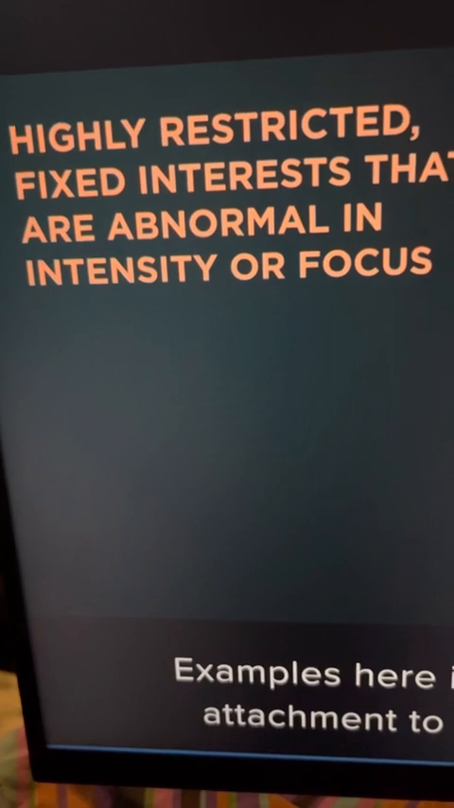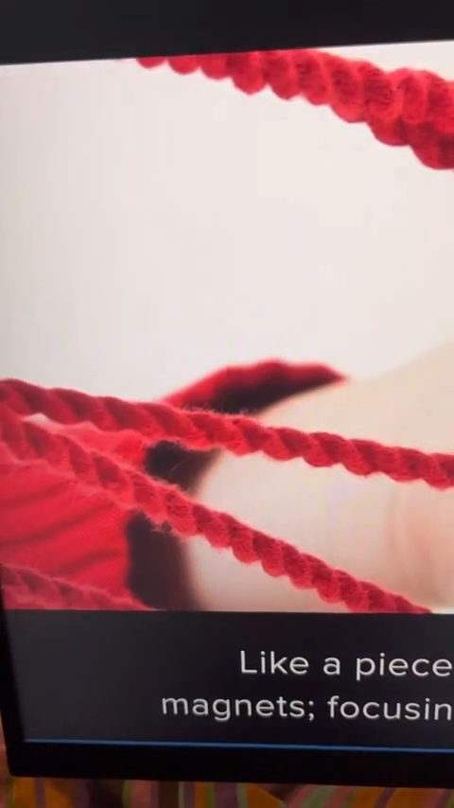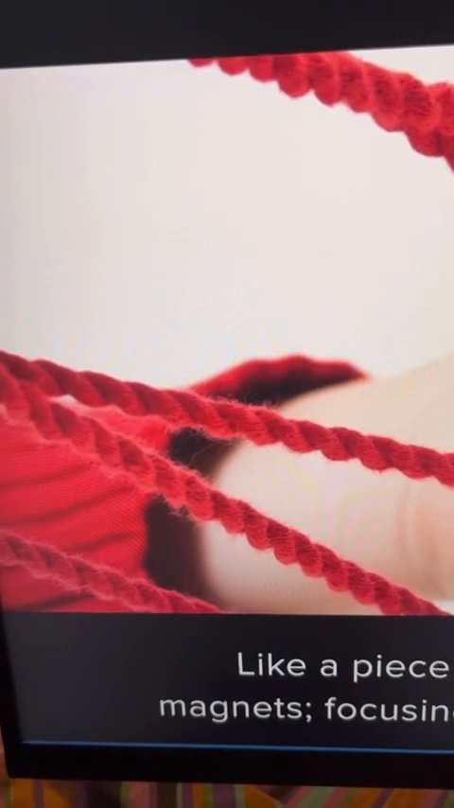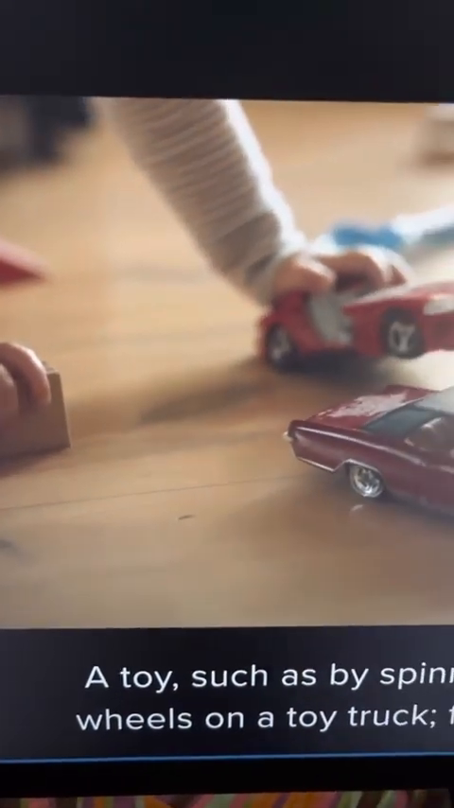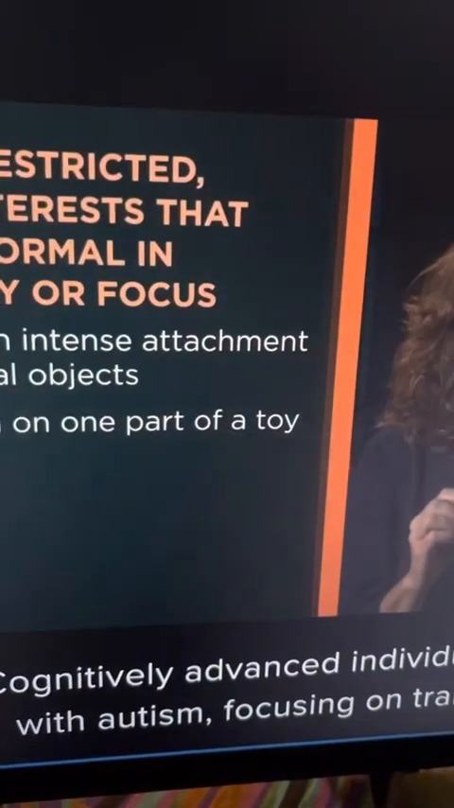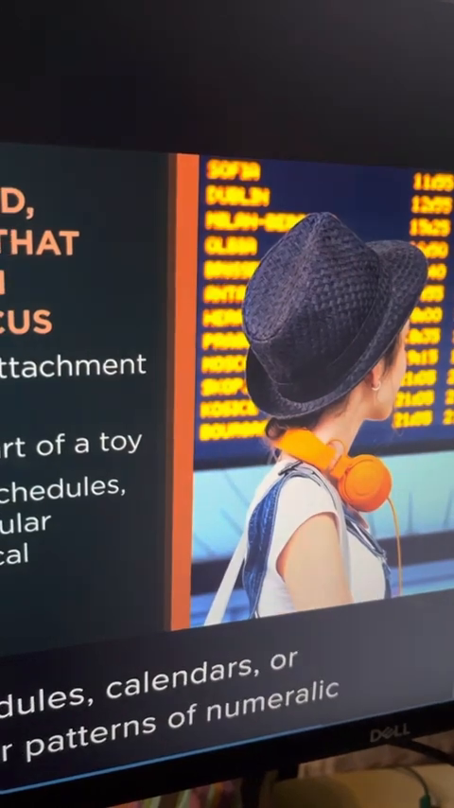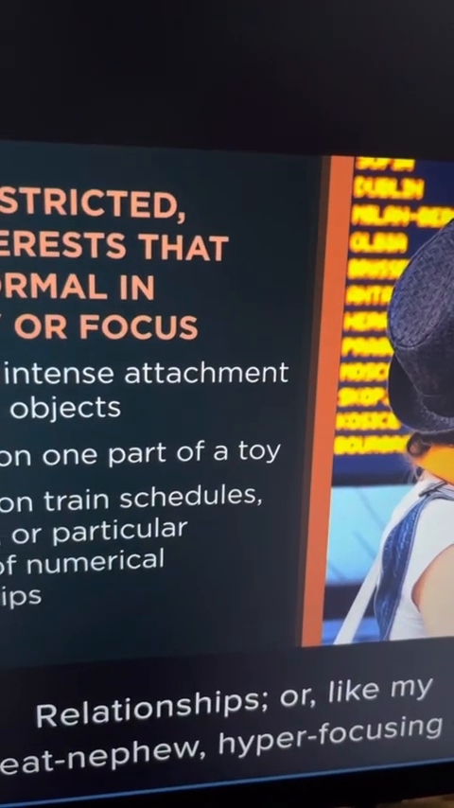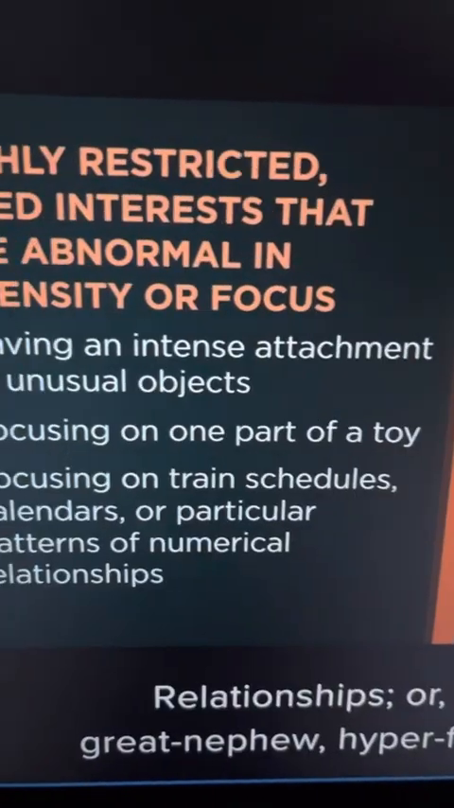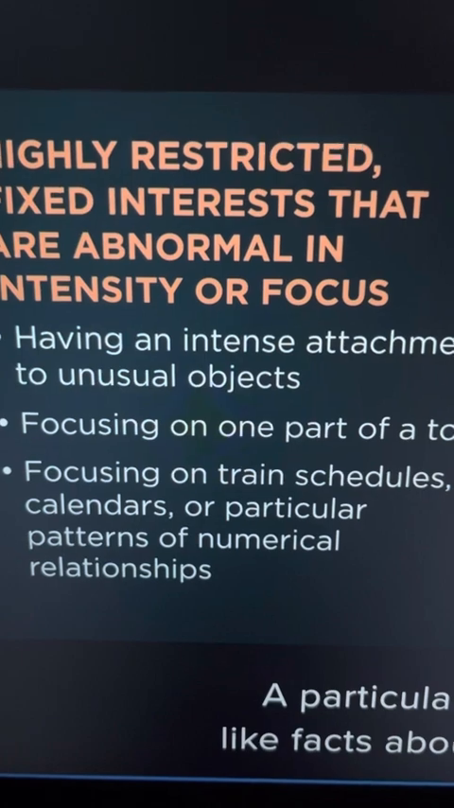Examples here include an intense attachment to unusual objects, like a piece of string or magnets, focusing on one part of a toy, such as by spinning the wheels on a toy truck. For more cognitively advanced individuals with autism, focusing on train schedules, calendars, or particular patterns of numerical relationships. Or, like my great-nephew, hyper-focusing on a particular topic like facts about space.